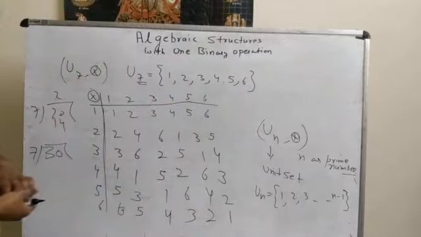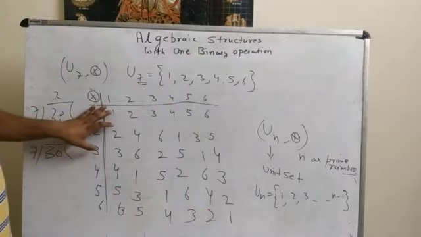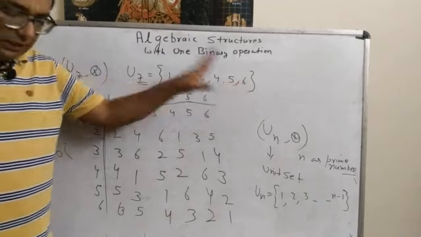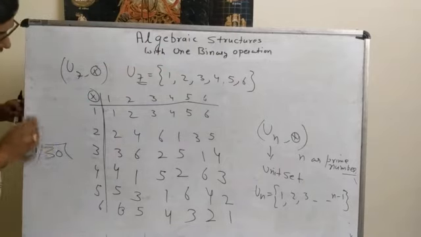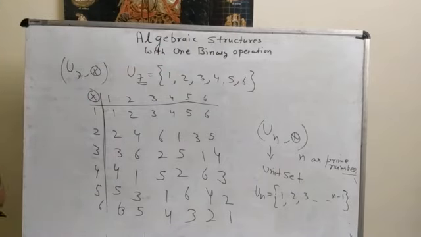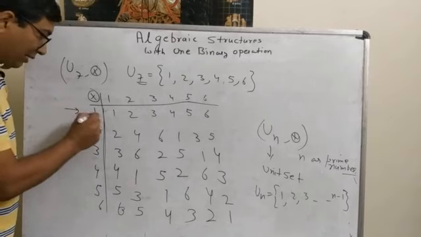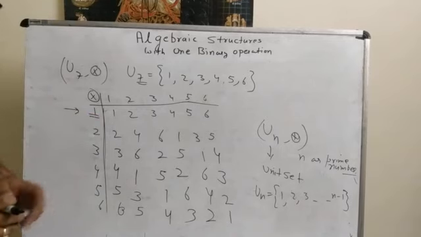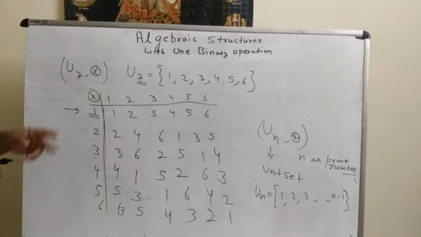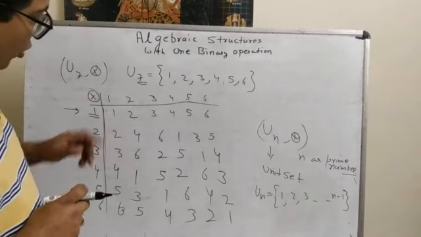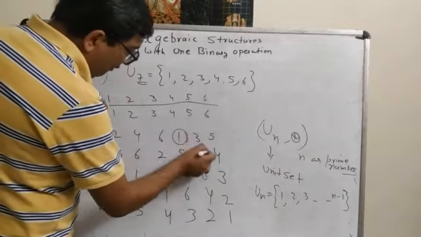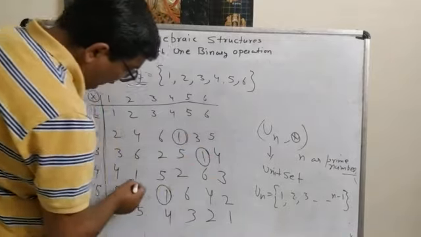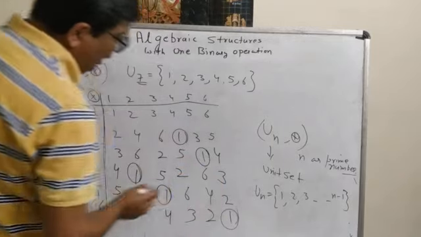So first thing we can see here, this is closed because all elements are 1, 2, 3, 4, 5, 6. Second thing, this first row is just similar to the header row. So this 1 will become the identity element. Second important thing, if we talk about the inverse of the elements, let us mark 1 in every row. So you can see there is a 1 in every row.